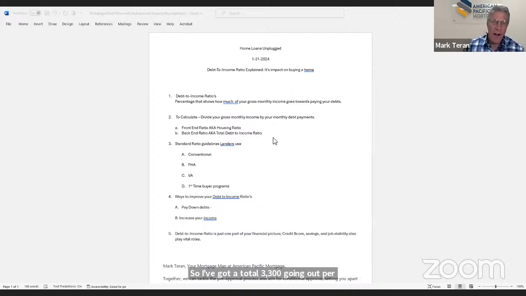And let's say our gross monthly income that we can use for qualifying is $8,000 a month, or $96,000 a year. I'm going to divide 3,300 into that 8,000, and I get a total debt to income ratio, or back end ratio as we call it, of 41%. That's how that's derived.